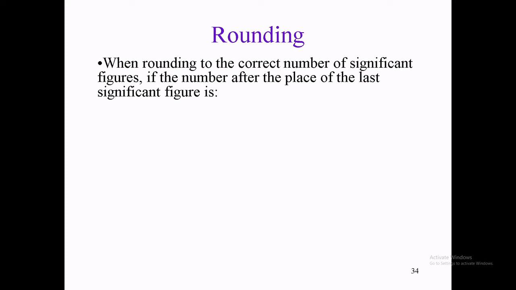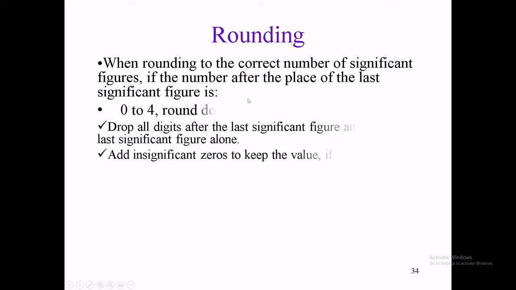So here's our rounding. When rounding to the correct number of significant figures, if the number after the place of the last significant figure is 0 to 4, we're going to round down. So we're going to go to the last significant figure that we have and look at the number next to it. If that is a 0, a 1, a 2, a 3, or a 4, we round down, and we drop all the rest of the digits after that.